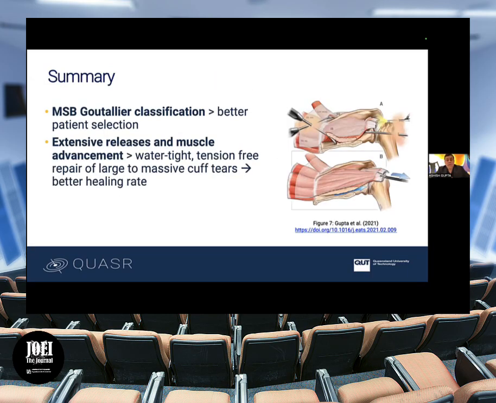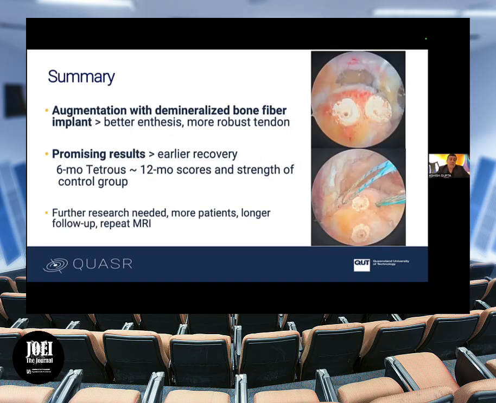So to summarize, despite using muscle slide and advancement for these massive rotator cuff tears, this is a very viable technique which eliminates the need for an SCR or tendon transfers in the vast majority of patients. And this, in conjunction with demineralized bone fiber implant, leads to an excellent enthesis formation. And the results at the 6-month mark are very, very promising.